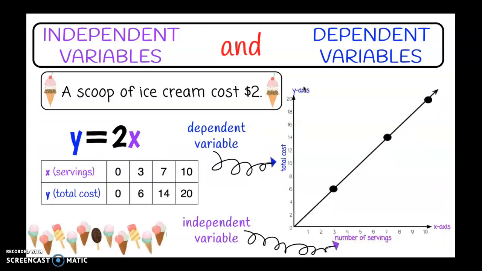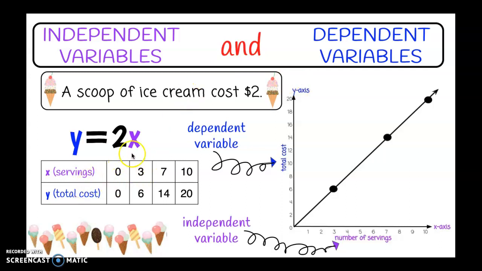So let's look at this example. I have a scoop of ice cream and it costs $2. So we have to determine what's going to be my independent variable and what's going to be my dependent. My independent, the thing I can change, is the amount of ice cream I'm going to buy, the number of servings. I can't change the cost. So the number of ice cream scoops I buy would be my independent variable because that's the one I can manipulate. The cost would be my dependent because I don't get to change that.